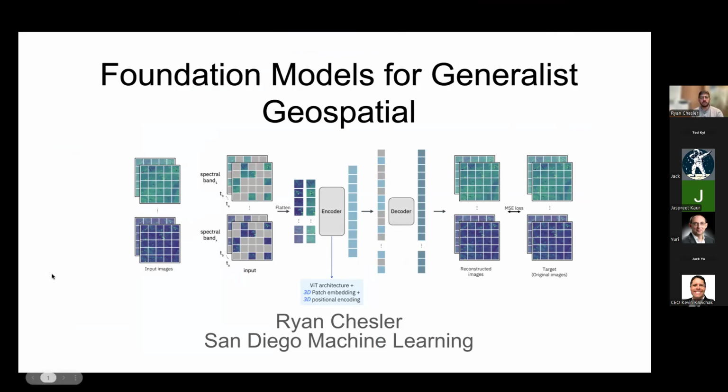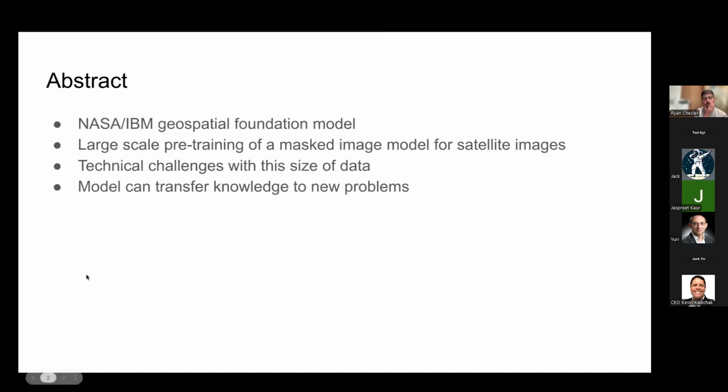Thanks, everyone. So last month I talked about a foundational geospatial model from Microsoft, and this month I'll be talking about one that is from IBM and NASA. This one came before the previous one, but I'm just building up my knowledge of all of these different models, and this was one of the most significant ones. This is a paper from NASA and IBM, a huge team worked on this.